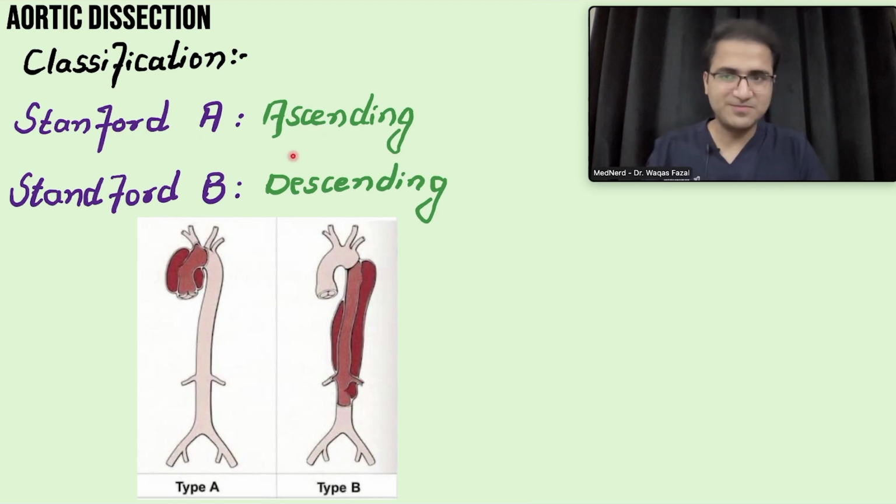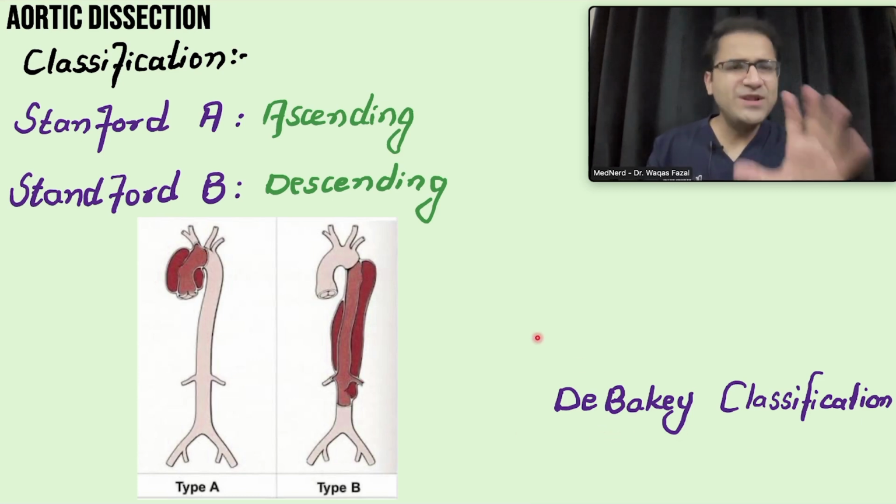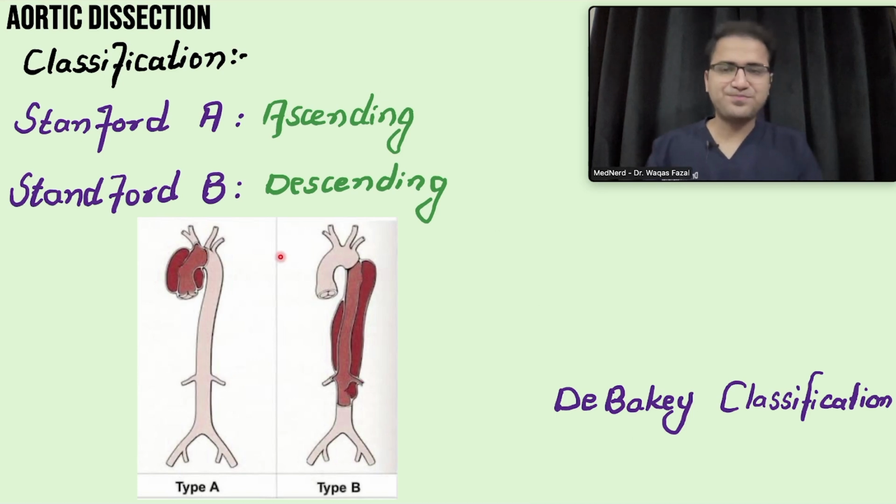A for ascending. Stanford B: whenever the aortic dissection occurs from the aortic isthmus or after the left subclavian artery originates, it is called Stanford B aortic dissection, and that is a descending aortic dissection. So Stanford B is descending, Stanford A is ascending. There is another classification system called the DeBakey classification, but it is not very important. You should only remember the Stanford classification.